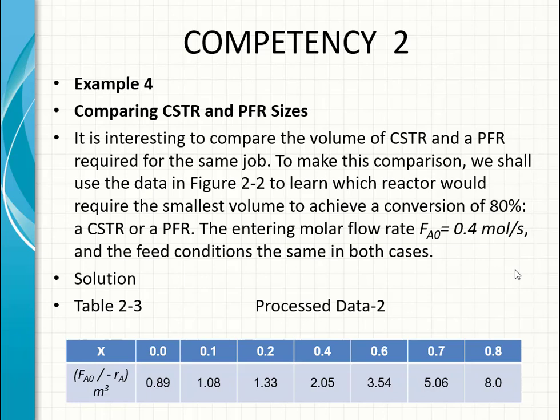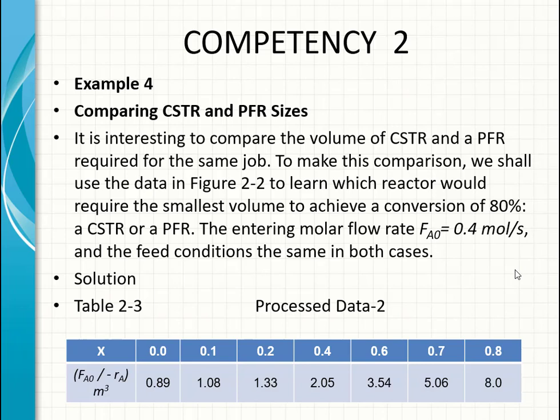In this example 4, we are going to compare CSTRs and PFRs. It is interesting to compare the volume of CSTRs and PFRs required for the same job. To make this comparison, we shall use the data in figure 2.2 to learn which reactor will require the smallest volume to achieve a conversion of 80%, a CSTR or a PFR.